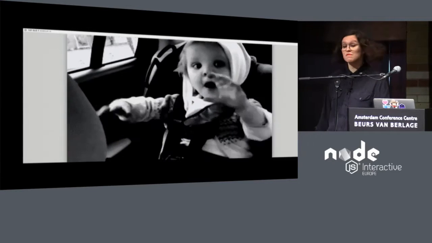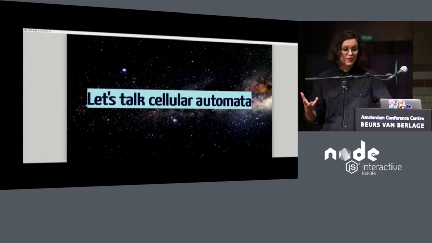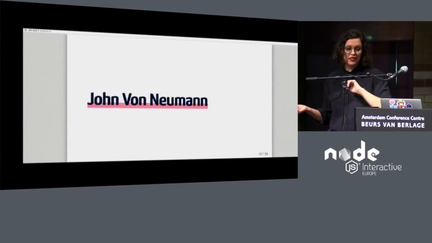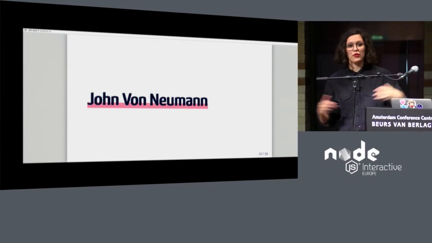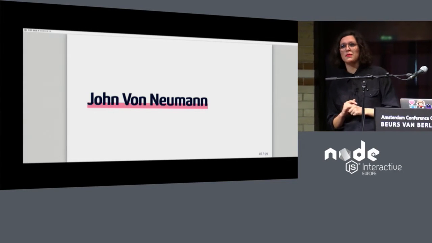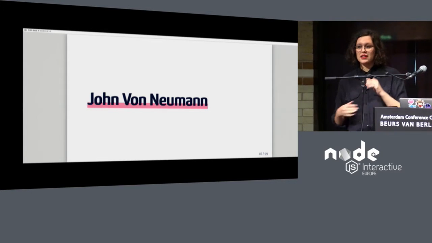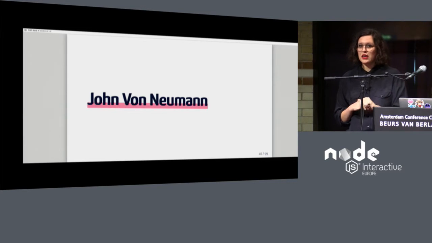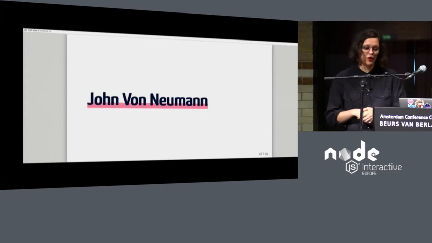So let's talk about automata. The original concept came together by the scientist John von Neumann. You might know him from the Manhattan Project and the things he put together there, but he also started work on cellular automata, and his series of lectures was called Theory of Self-Reproducing Automata, and that's what started this entire concept.